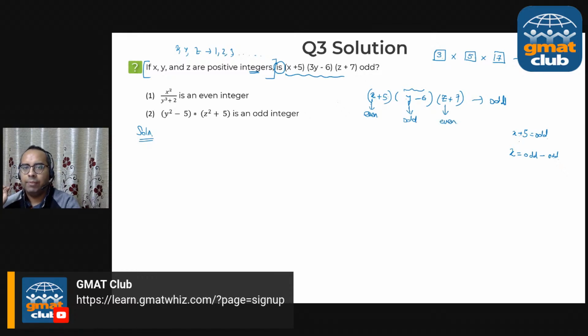So if x is even, take 2. 2 plus 5, 7. You get odd, right? Y is odd. Just take 7, say for example again. 7 minus 6, 1. Odd. Z has to be even. Take 2. 2 plus 7, 9. Odd. So if x is even, y is odd, z is even, and I'm putting an "and" here, okay? If x is even and y is odd and z is even, then only the product would be odd.